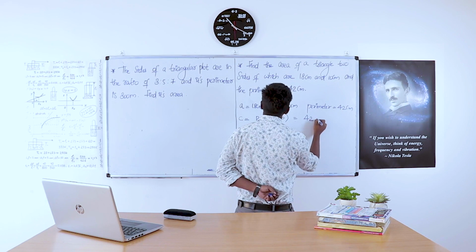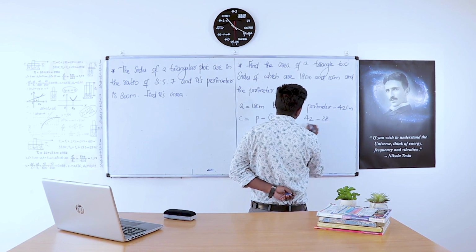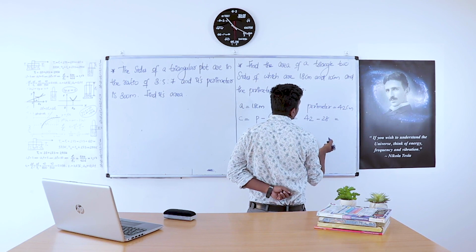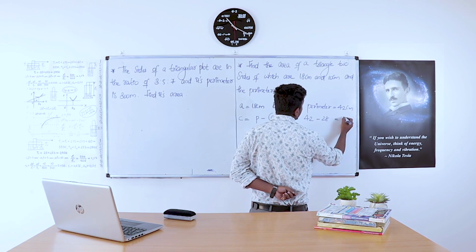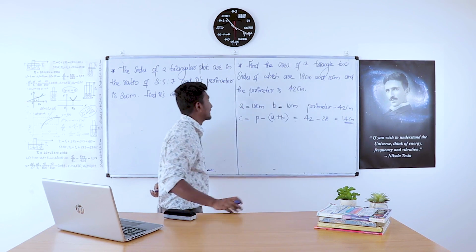Perimeter is 42 minus (A plus B). 18 plus 10 is 28. That is equal to 42 minus 28, which is 14. So the third side is 14 centimeter.